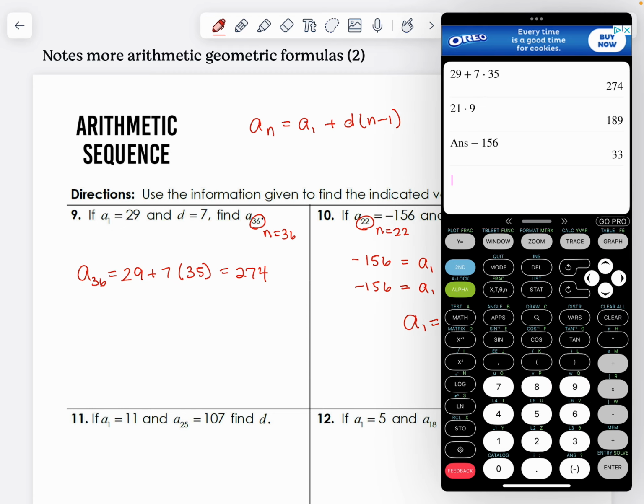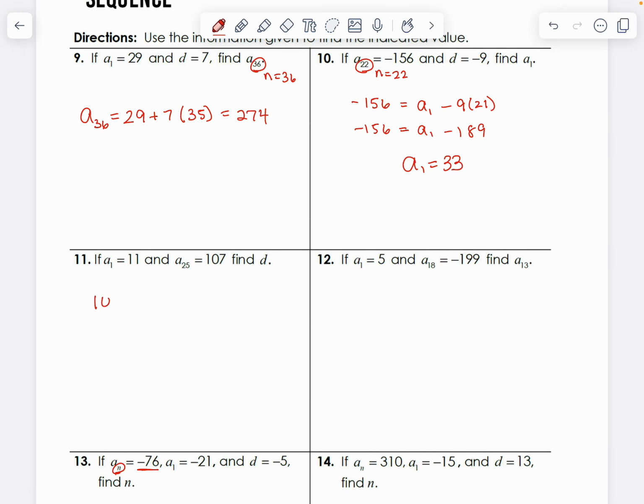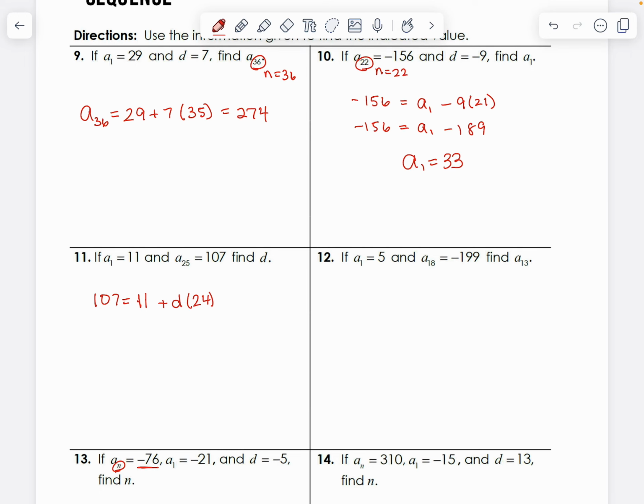All right, keep going. So now if I have the first term and I have the 25th term, the question is, what is our d value? Like what is the step size that took us from 11 to 107 with 25 terms? So in this case, again, I know my outcome is 107. I know that I started at 11. That's a sub 1. I do not know the common difference, but I do know that 24 steps got me to 107, 24 steps beyond the first. So that's n minus 1, because that is your n.